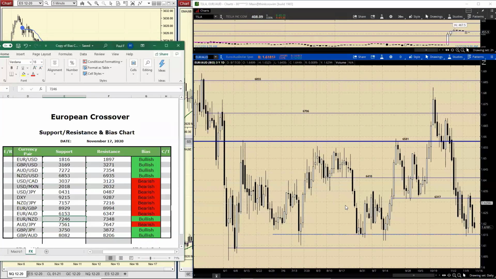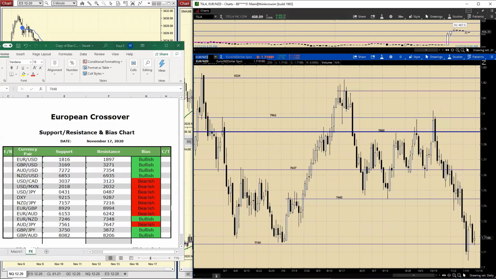Resistance. Go with this lower wick here. Things look pretty bearish right now. That'd be 62.42. Onto the Euro Kiwi. Well, you did hit this level here. That's going to be support. Whether it holds it or not, we'll find out. But it's going to be 71.50.